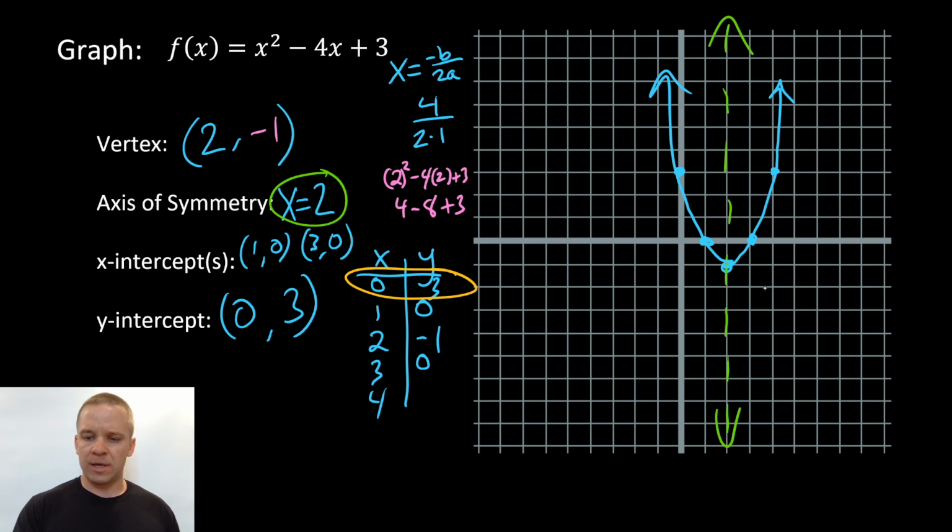We got it graphed. Let me get that out of the way. We've got our axis of symmetry. We wrote that as an equation. X equals 2. It's an equation of a vertical line. We got everything else it's asked for.